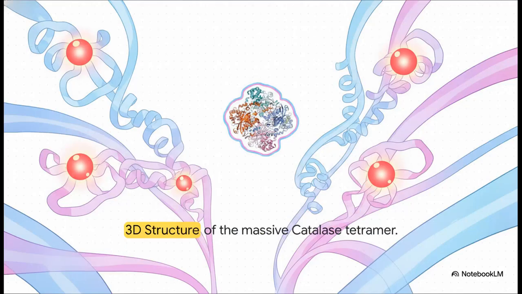And taking a look at the 3D structure of this absolute unit of a protein, you can see it's a massive tetramer. It's made of 4 large subunits. If you look closely at the visualization, you can really see the intricacy here. Each subunit packs over 500 amino acids and features a prosthetic group, a heme, with an iron atom sitting right in the center, kind of like the hemoglobin in our blood. This incredible architectural setup is exactly what makes it one of the most wildly efficient enzymes we have ever discovered.